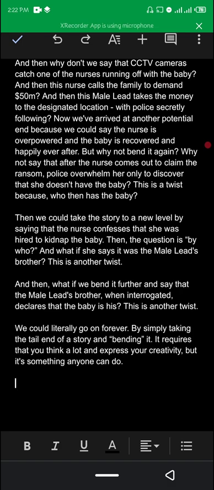And then we can also take the story to a new level by saying that the nurse confesses that she was hired to kidnap the baby. And that's crazy because, as I said, who hired her? Then if we say it was the male lead's brother, or the male lead's mother, or the female lead's brother, that's another twist. And what if we bend it further and say that the male lead's brother, the one that ordered the baby kidnapped, when interrogated, declares that the baby is his? This is another twist, because when did he sleep with the female lead?